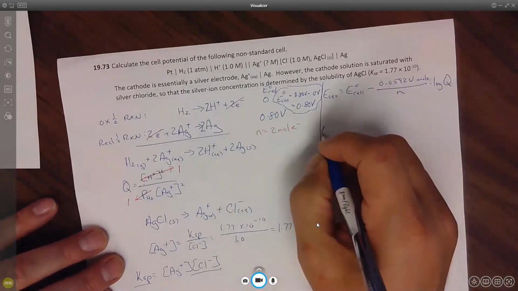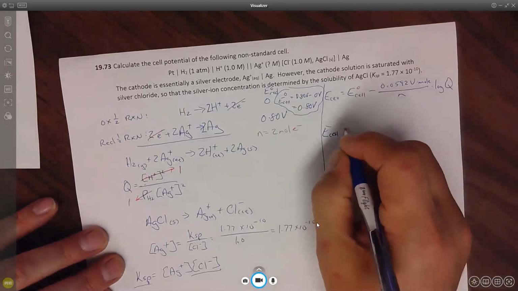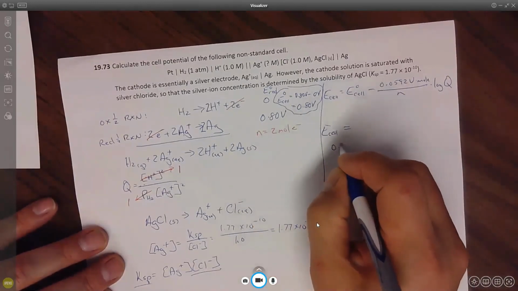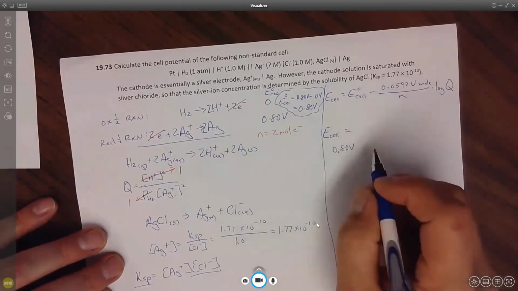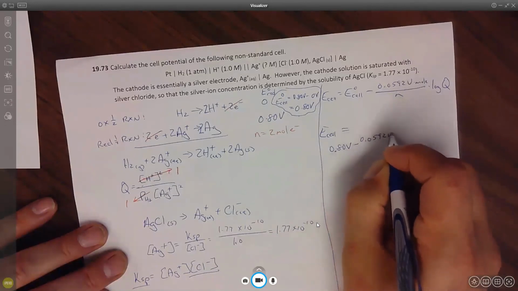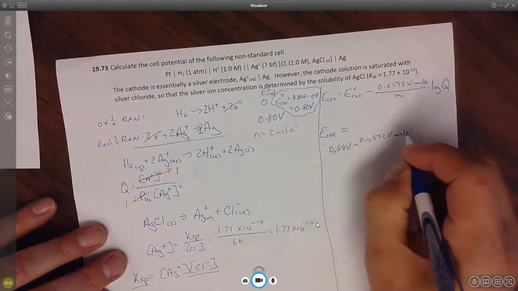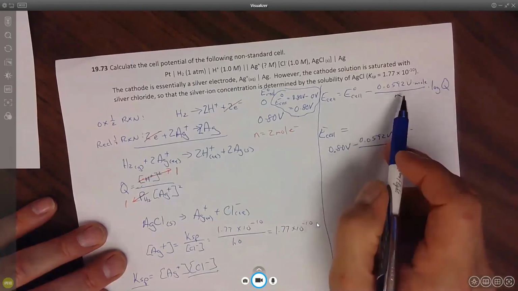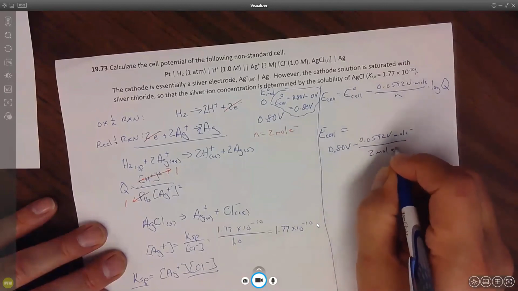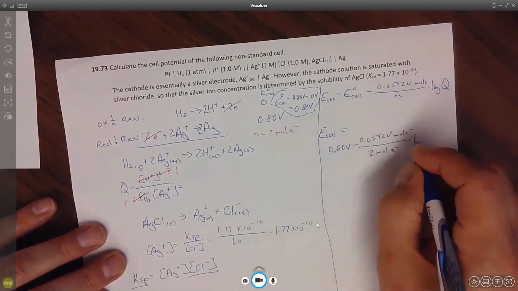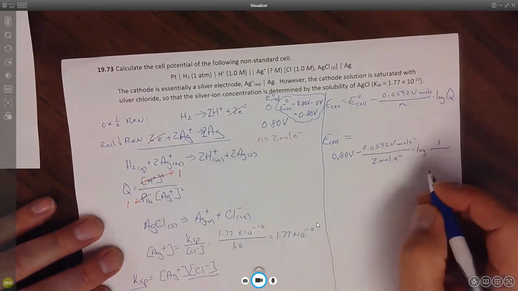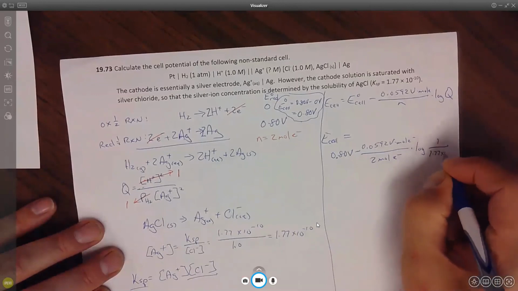So our E cell then is going to be equal to our E cell naught, which we calculated is 0.8 volts, minus our 0.0592 volts times moles of electrons, divided by our N, which we determined was 2 moles of electrons, and then the log of Q. So that is going to be 1 over our 1.77 times 10 to the negative 10.